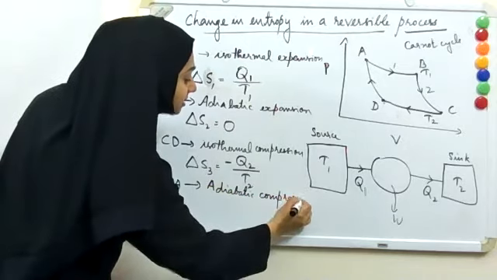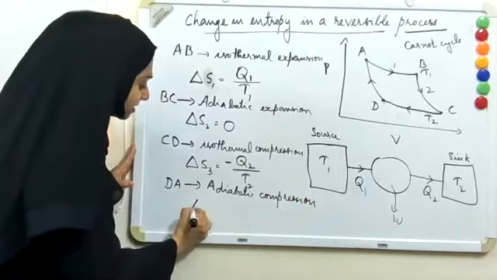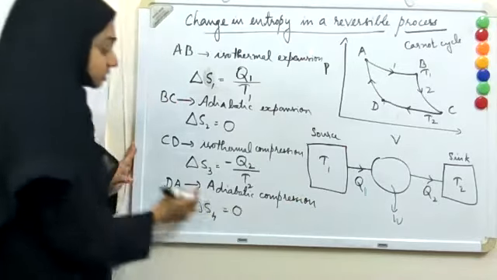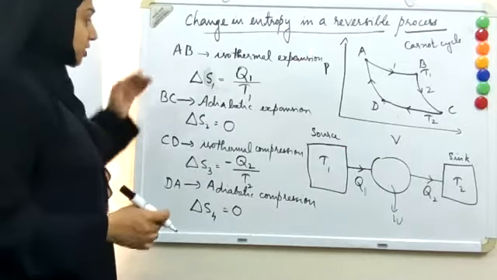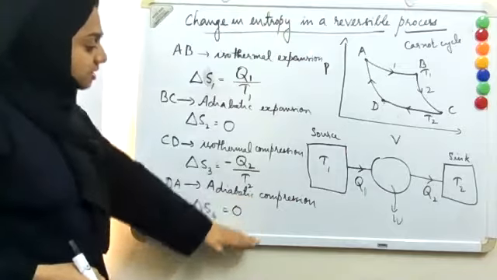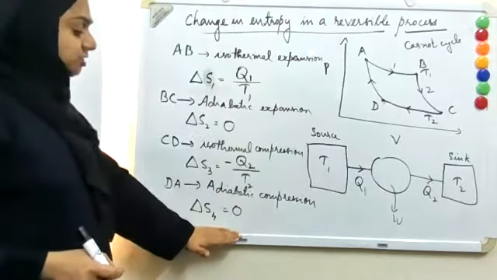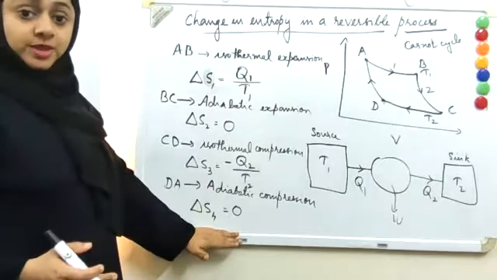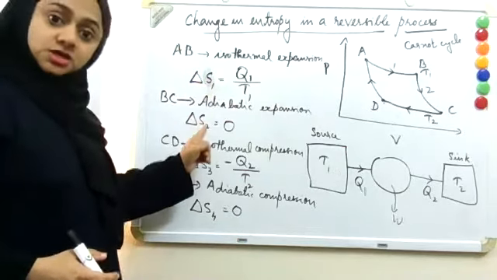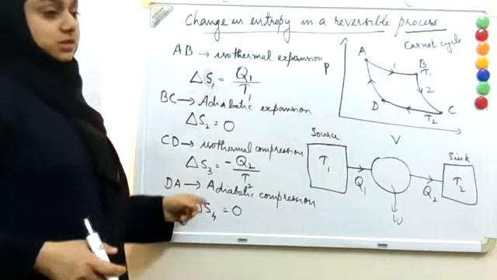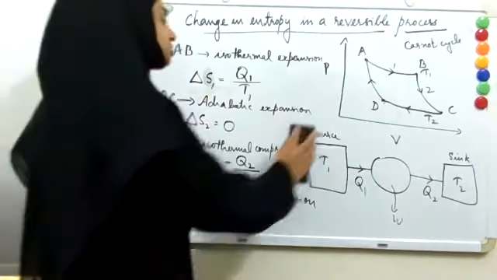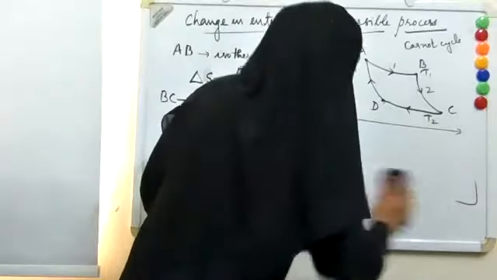And in adiabatic compression, what will be delta S? Zero, because it is an adiabatic process. So we saw that in a Carnot cycle, this is the total changing entropy. So what will be the total change? Delta S1 plus delta S2 plus delta S3 plus delta S4.